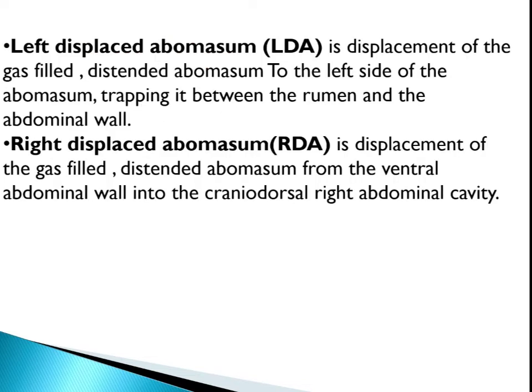The left displacement of abomasum is gas-filled displacement of abomasum, which is distended to the left side of the abdomen, trapped in between the rumen and the abdominal wall. And the right displaced abomasum is displacement of the gas-filled distended abomasum from the ventral abdominal wall into the craniodorsal right abdominal cavity.